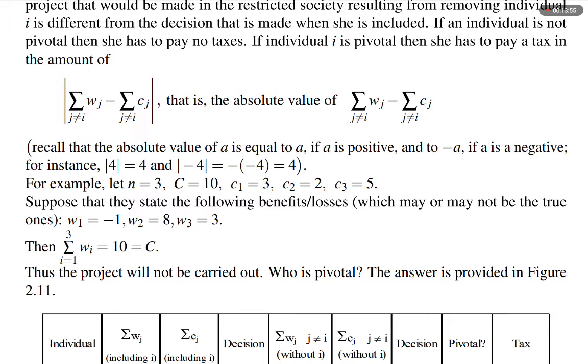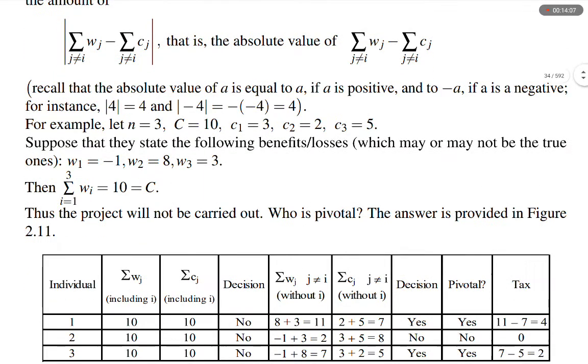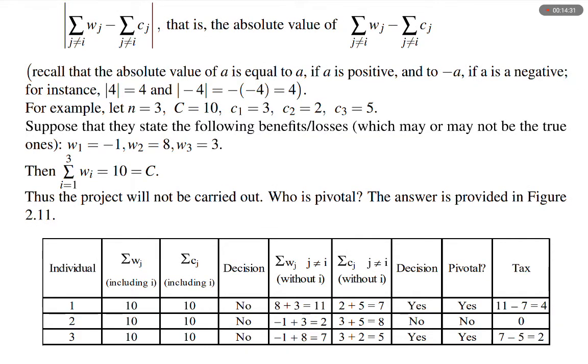For example, let n equal 3, capital C equal 10, C sub 1 equals 3, C sub 2 equals 2, C sub 3 equals 5. Suppose that they state the following benefits or losses, which may or may not be the true ones: W sub 1 equals negative 1, W sub 2 equals 8, W sub 3 equals 3. Then the sum of W sub i from i equals 1 to 3 equals 10, which equals capital C. Thus, the project will not be carried out.